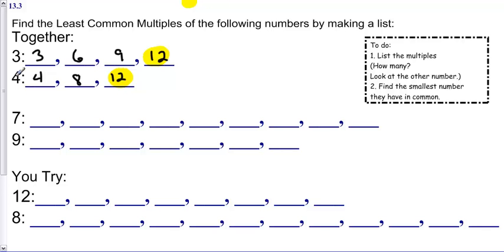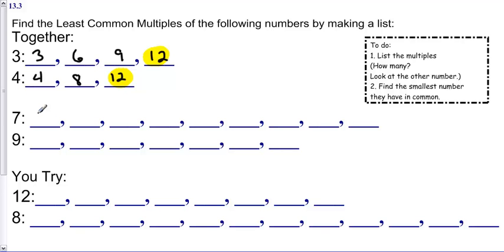Again, all I did was, how many do I list? I look at the other number. I listed the first 4 multiples of 3, and I listed the first 3 multiples of 4. Because worst case scenario, the LCM is in fact the product of the two numbers, 3 and 4. Now, does it always happen like that? No, but sometimes it does.